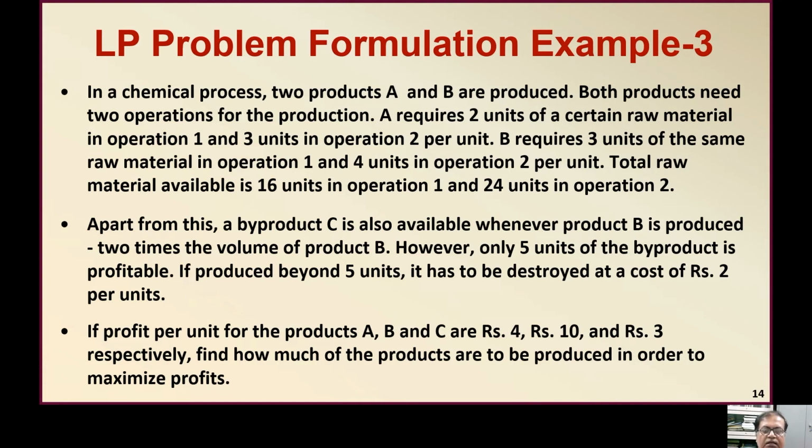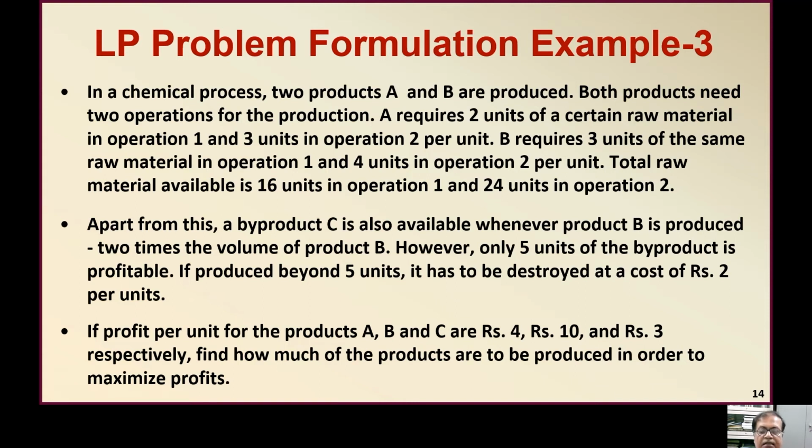Right? So you see what is happening. Two products are produced, A and B. A requires certain raw material in two different processes in certain quantities. B also requires the same raw material in two operations but in different quantities, and we have total raw material available for operation 1 as well as operation 2. So this will give us some constraints. But there is an additional thing. What is that additional thing? A byproduct is also produced every time we are producing product B, 2 times in volume.